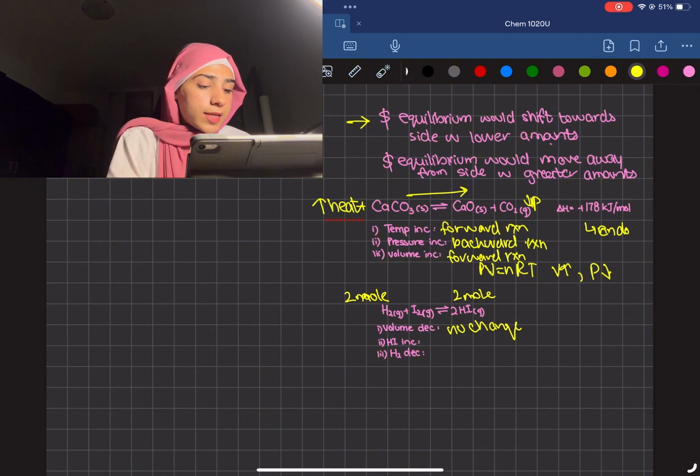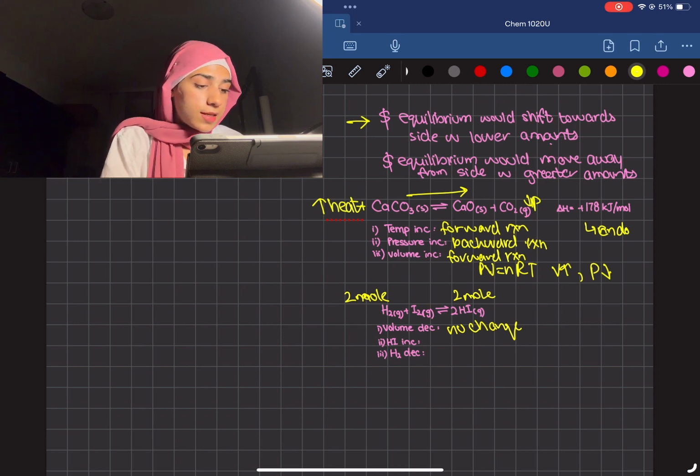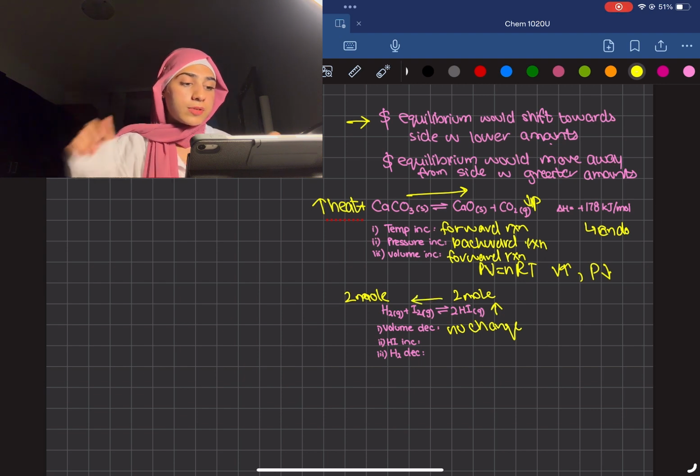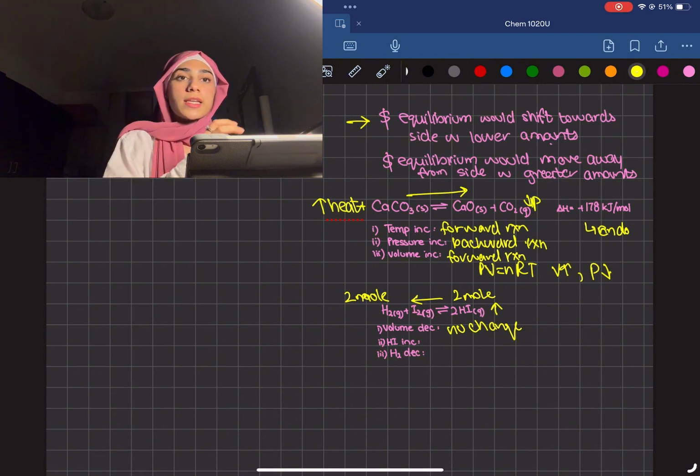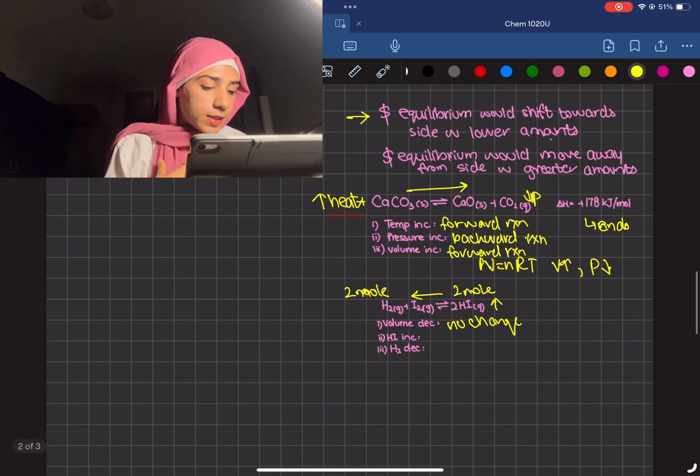And the next question is HI is increased. That basically means the concentration of HI is increased. If I increase the concentration of HI, my reaction would move backwards because I'm increasing my product side. To make up for that increase, my reaction would move backwards. So my products get more consumed to make my reactants. So, backward reaction.